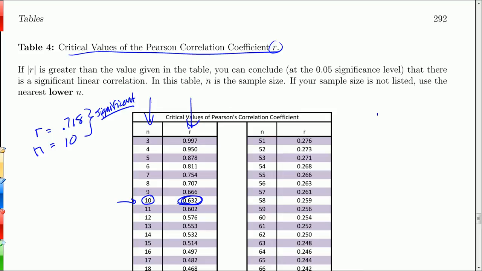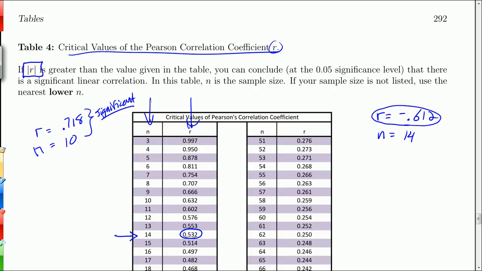For example, if you had an R value of, say, -0.612 and your sample size was 14, you'd go down to the table here. For 14, I have to beat 0.532. I have a -0.612. So I want to draw your attention to something. You have to look at the absolute value of R. If your absolute value of R is greater than the one in the table, then we conclude that there is a significant linear correlation.